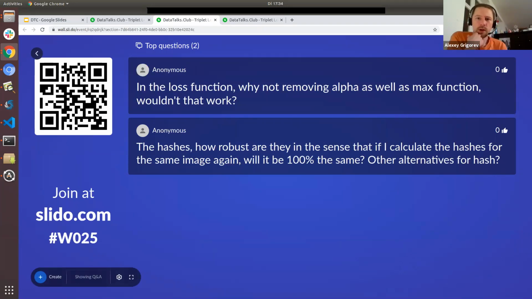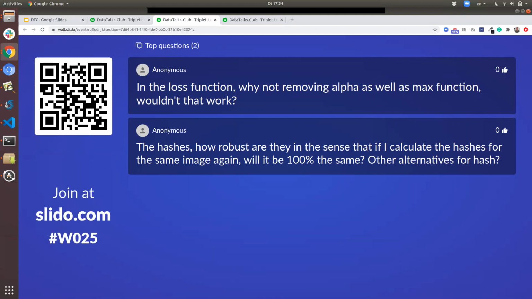In the loss function, why not remove alpha as well as the max function? Wouldn't that work? I guess here I should share the screen. Okay, let me stop.